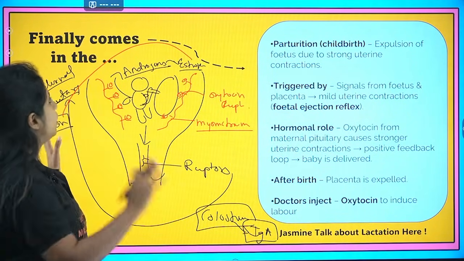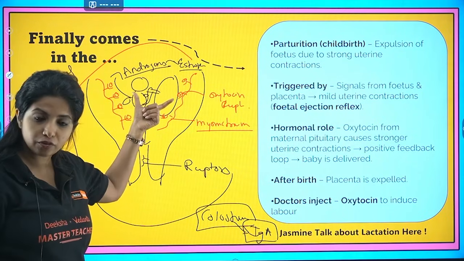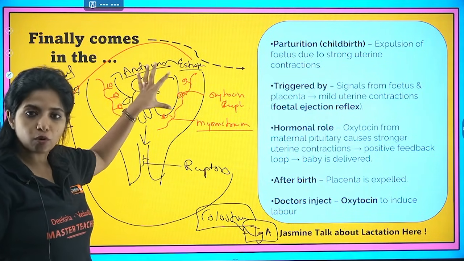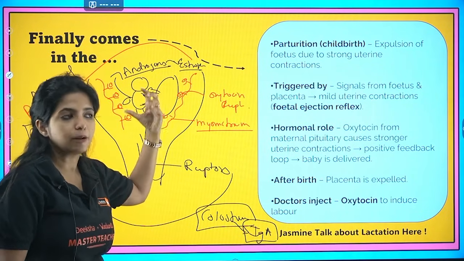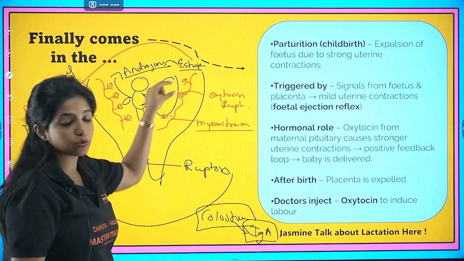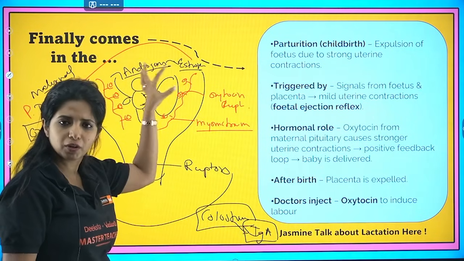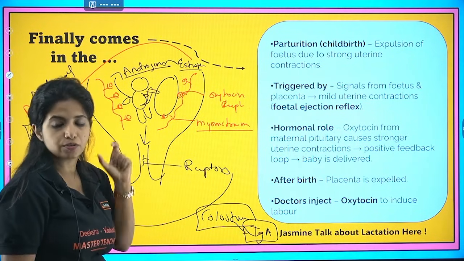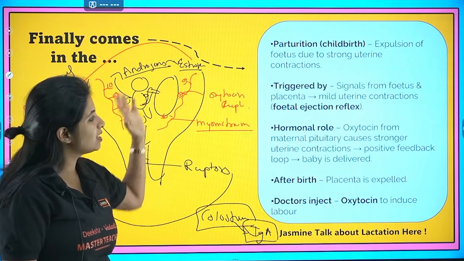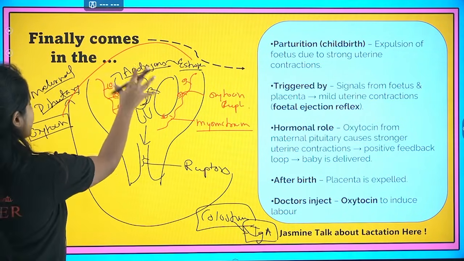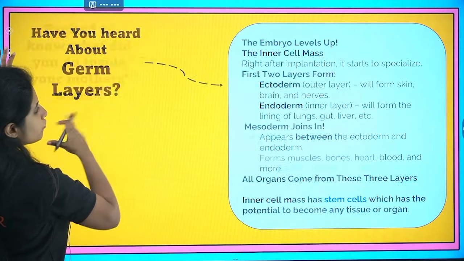So this is about parturition. The fetal ejection reflex is the first thing where the baby itself tries to move down, and also it releases some hormones which are converted by the placenta, making certain receptors, oxytocin receptors, active on the myometrium. Later on everything happens. If at all this is not happening, the doctor gives oxytocin and this oxytocin goes and binds up there. Done. Now we'll talk about exactly how the baby is going to be formed.